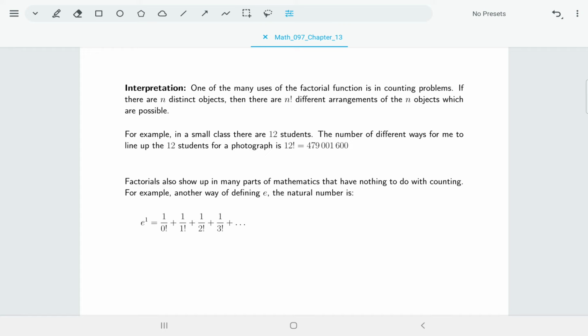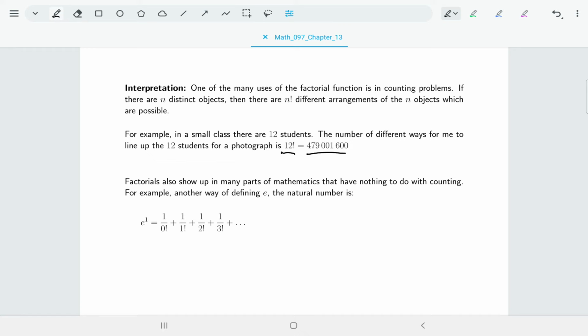So another way that you can describe what a factorial does, instead of just saying it's a bunch of numbers multiplied together, concretely, it is the number of ways that you can arrange n distinct objects. So the example that I have here, if you have 12 students and I want to line the 12 students up for a photograph, and I want to know how many different arrangements I have of those 12 people, then since I'm arranging 12 distinct objects, that can be done in 12 factorial ways, which is 479,001,600. There's lots of different arrangements.